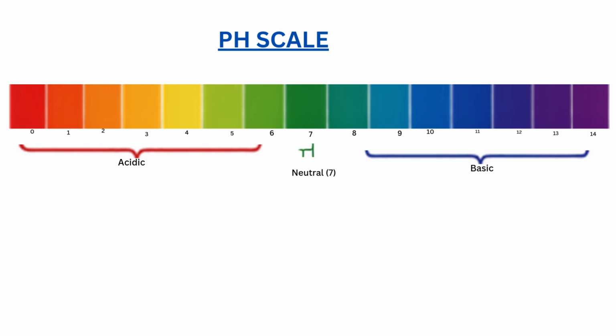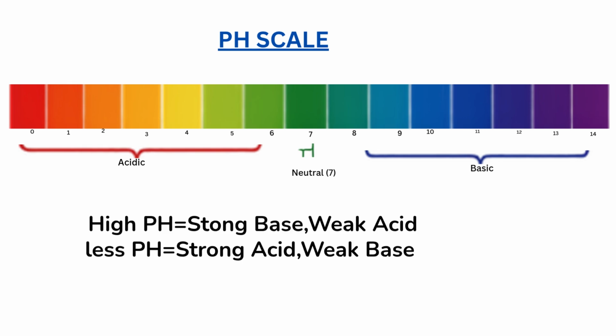Important thing is that when pH level is high, then base becomes stronger and acid becomes weak. And when pH level is low, then acid becomes stronger and base becomes weak.